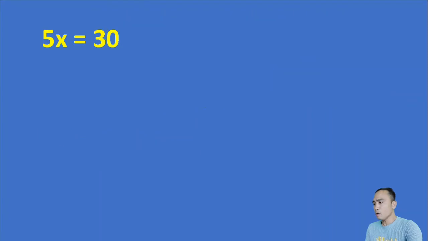So suppose we want to solve the equation 5x is equal to 30. We have 5x on the left side of our equation but would like to have just x. Therefore, we need to multiply both sides of our equation by the reciprocal of the coefficient of x, which is 1/5. Okay, multiply both sides of the equation by 1/5.